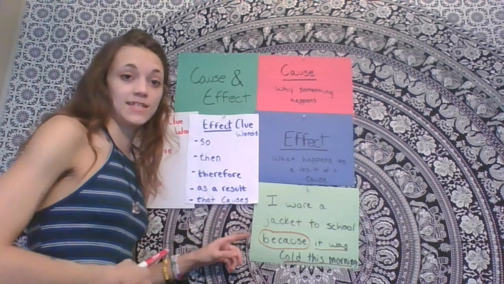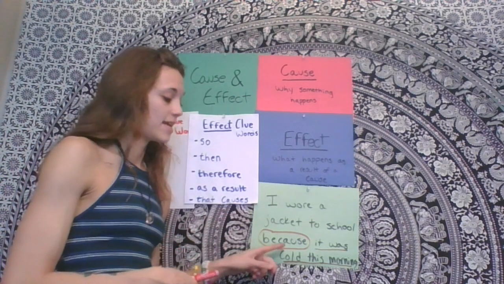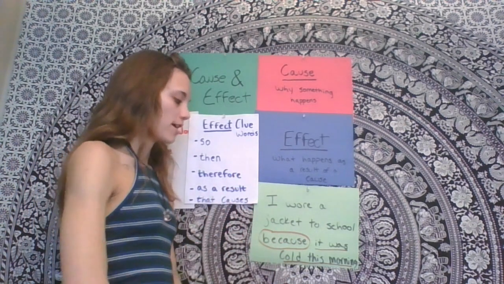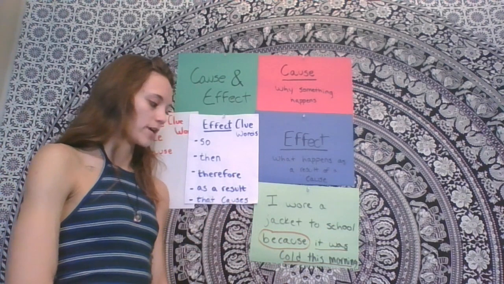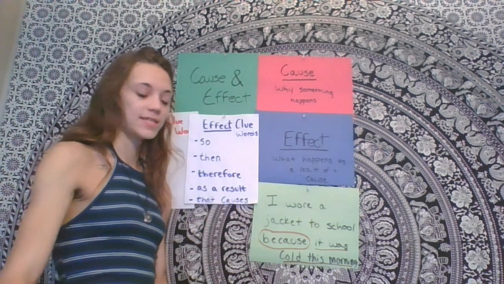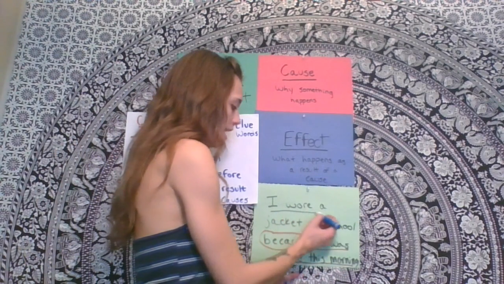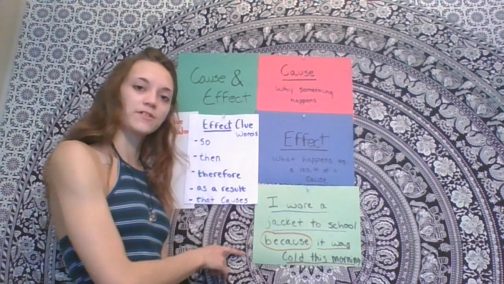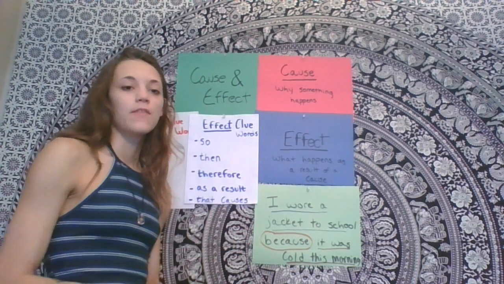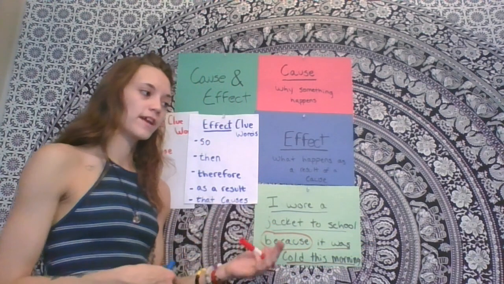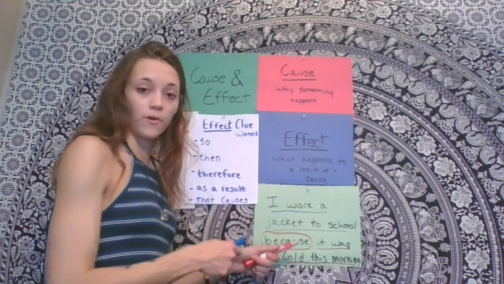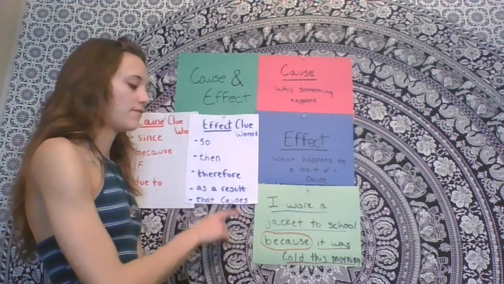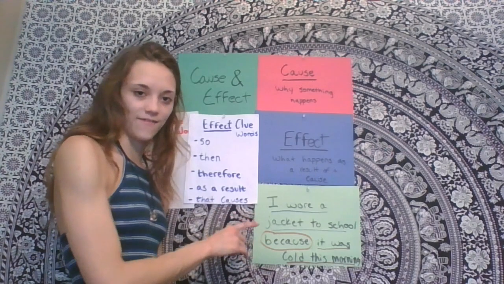In this sentence, there's still a cause and an effect. What happens in this sentence? I wore a jacket to school because it was cold this morning. Well, what happens is I wore a jacket to school. And then why comes after it. So sometimes a cause will come before the effect, or the effect will come before the cause. In both cases, we can use our clue words to identify what the cause and the effect is.